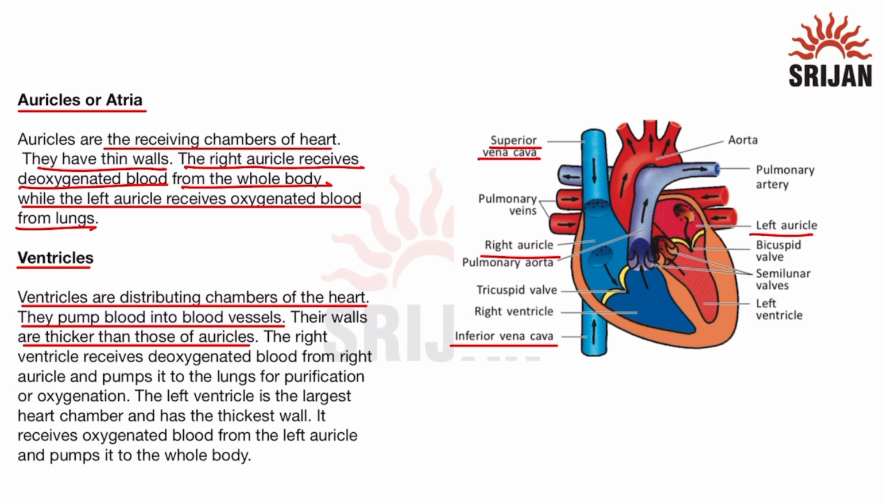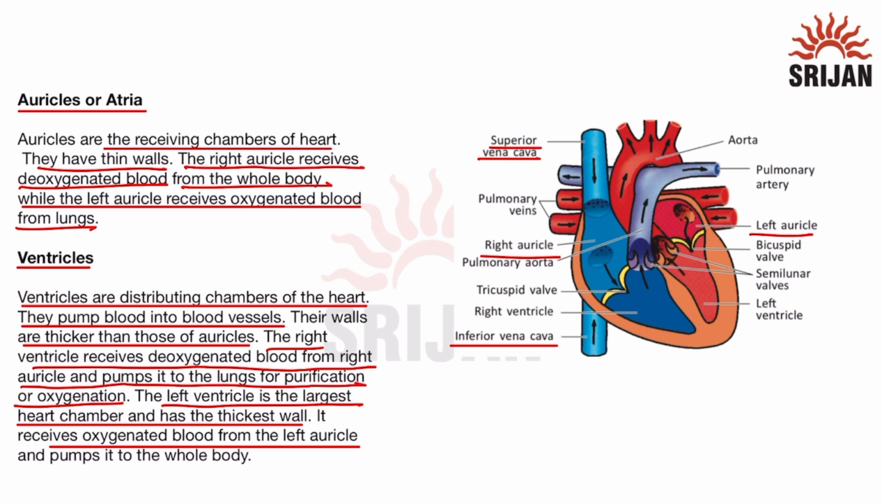The right ventricle receives the deoxygenated blood from the right auricle and pumps it to the lungs for purification or oxygenation. The left ventricle is the largest heart chamber and has the thickest wall, as left ventricle has the function to pump the oxygenated blood to the aorta. It receives oxygenated blood from the left auricle and pumps it to the whole body. That is why it has thick walls, because it has to pump the blood to the whole body.